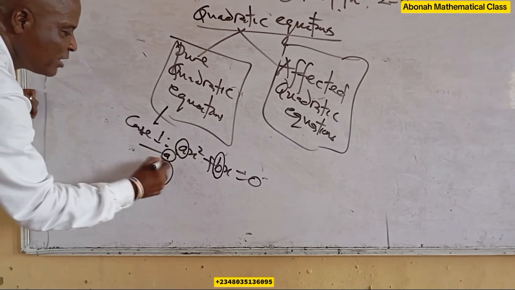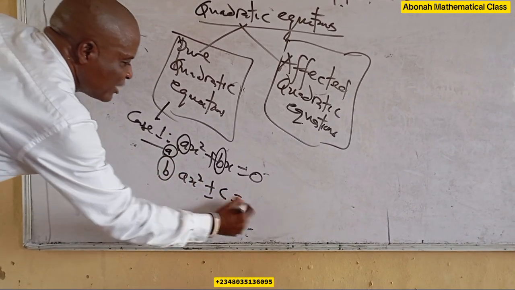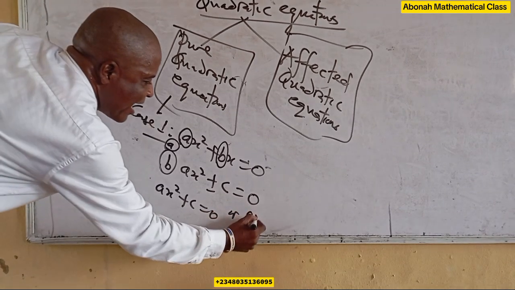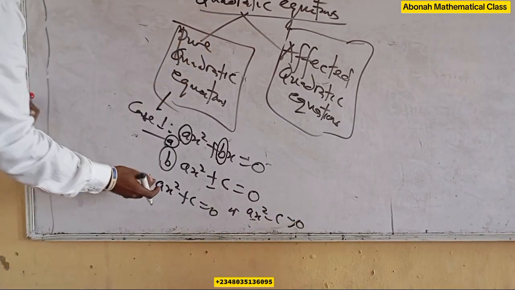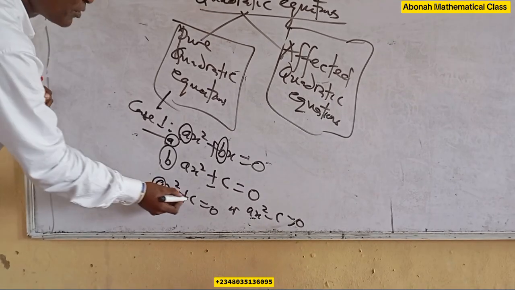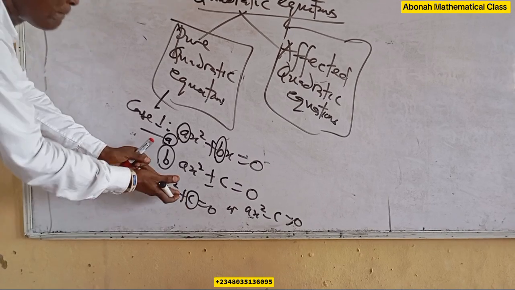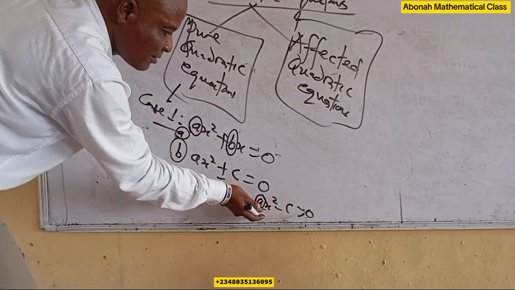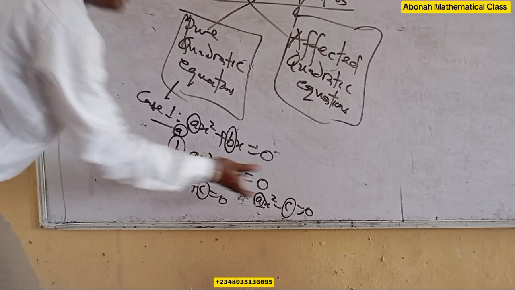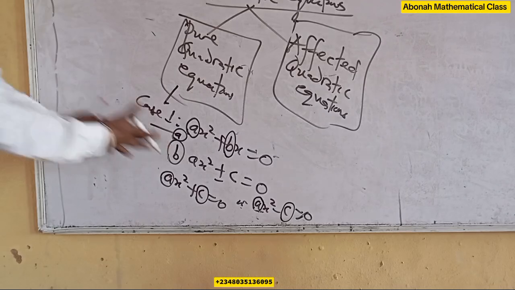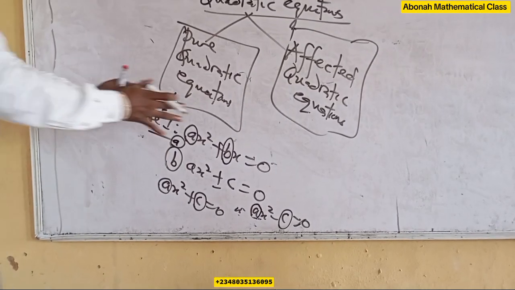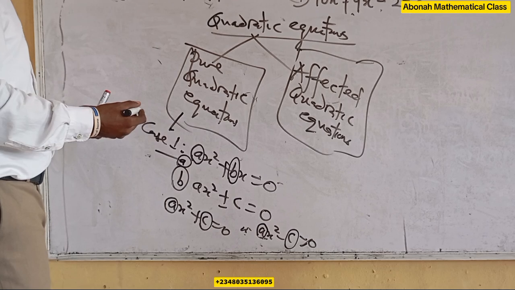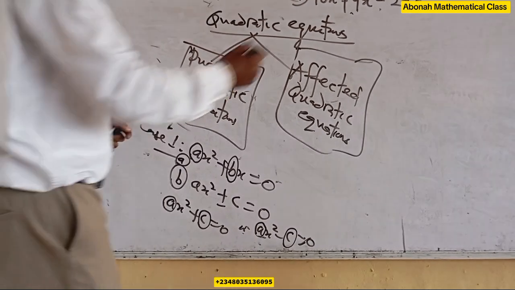The second case: ax squared plus or minus c equals 0. Here it can be ax squared plus c equal to 0 or ax squared minus c equal to 0. Here, the first parameter is given with the constant. b, the middle value, is missing. Likewise this one, the first term is given and the constant is also given. The middle term, which is bx, is missing. That is why I call it pure quadratic equation. It was this pure one that was touched a bit that led us to affected quadratic equation.